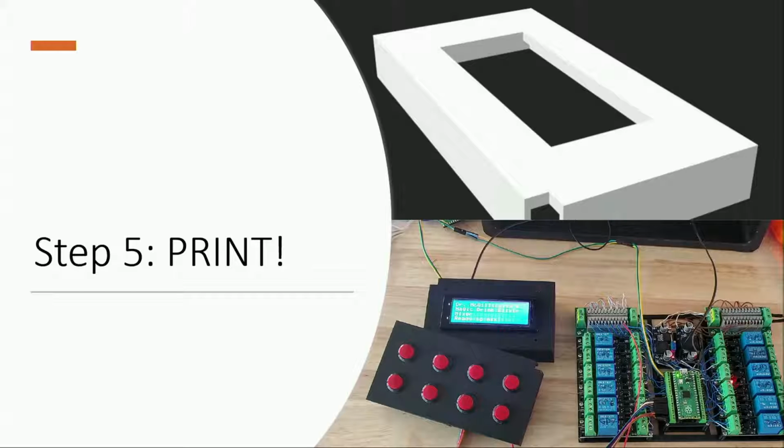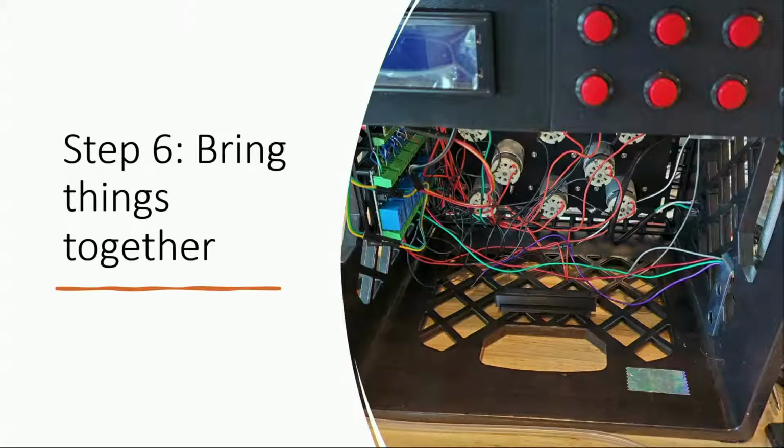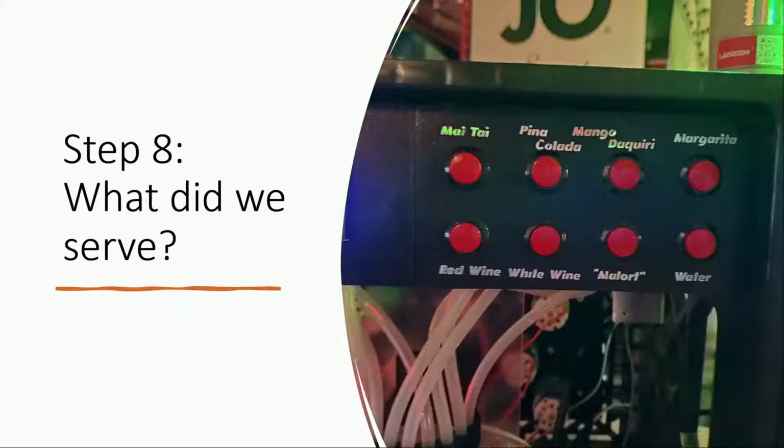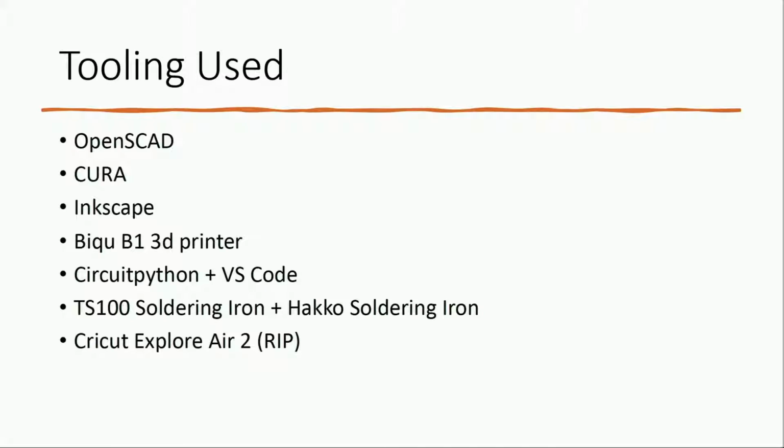Everything was printed on an Ender 3 or a BQ-B1. And then everything had to be wired up inside of the milk crate. When I said it was in a milk crate, I wasn't kidding. It actually says, for use only by legal owner. And then we had to design a nozzle system to deliver all of the liquids and everything. I had to figure out a button system for the pumps. And so yeah, we used OpenSCAD, Cura, Inkscape, BQ, CircuitPython.